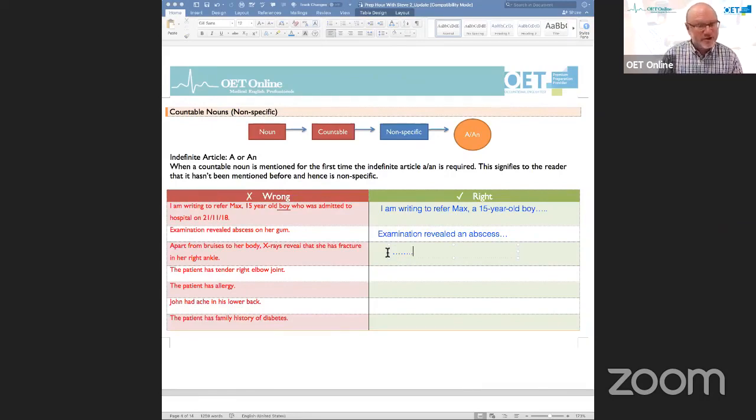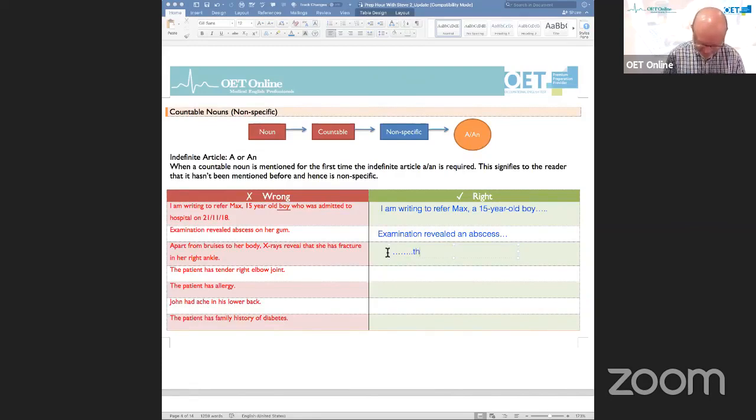And the next one, patient has right tender elbow joint. There's a mistake there. Patient has allergy, something's missing. John had ache in his lower back, something not right there. The patient has family history of diabetes. So all of these have something wrong. All right, we've got the first one.